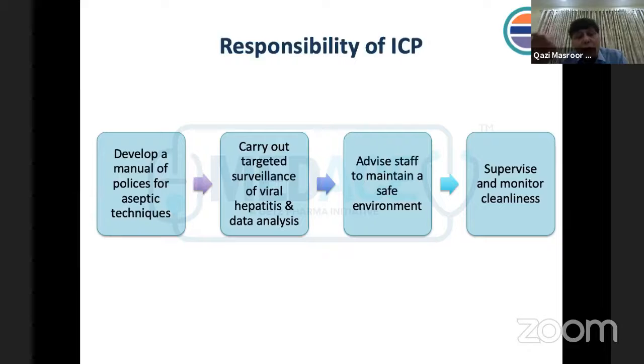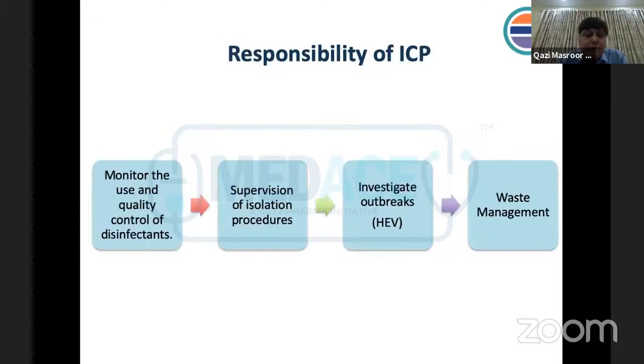And then we should have supervision and monitoring of the cleanliness. Along with it, we should be monitoring the use and quality of controlled disinfectants. It means we should have the quality control people over there. And at the same time, we should be having supervision of isolation procedures. We should investigate the outbreaks. We should be keeping the people in isolation if it is HIV or hepatitis.